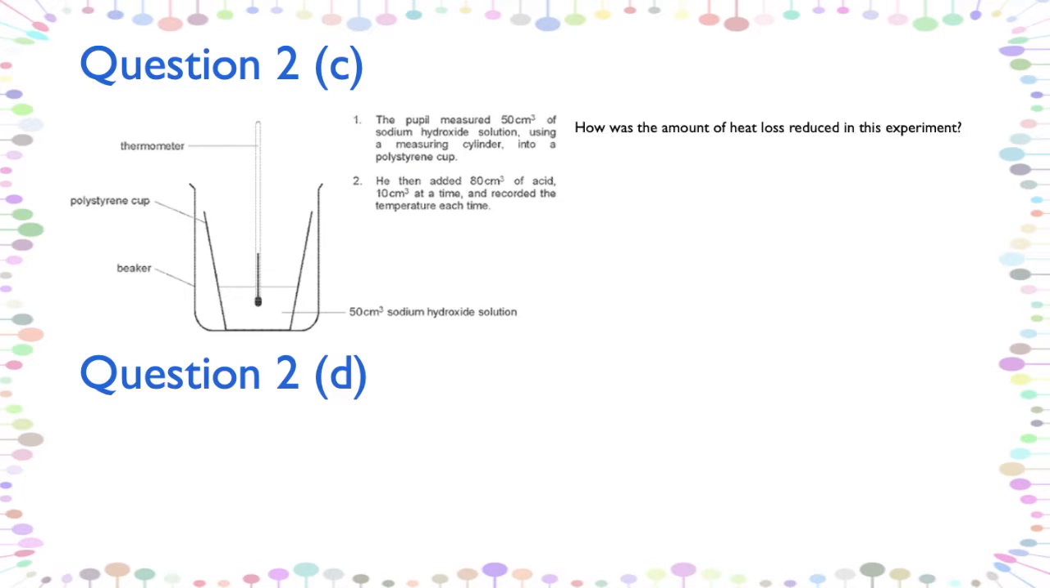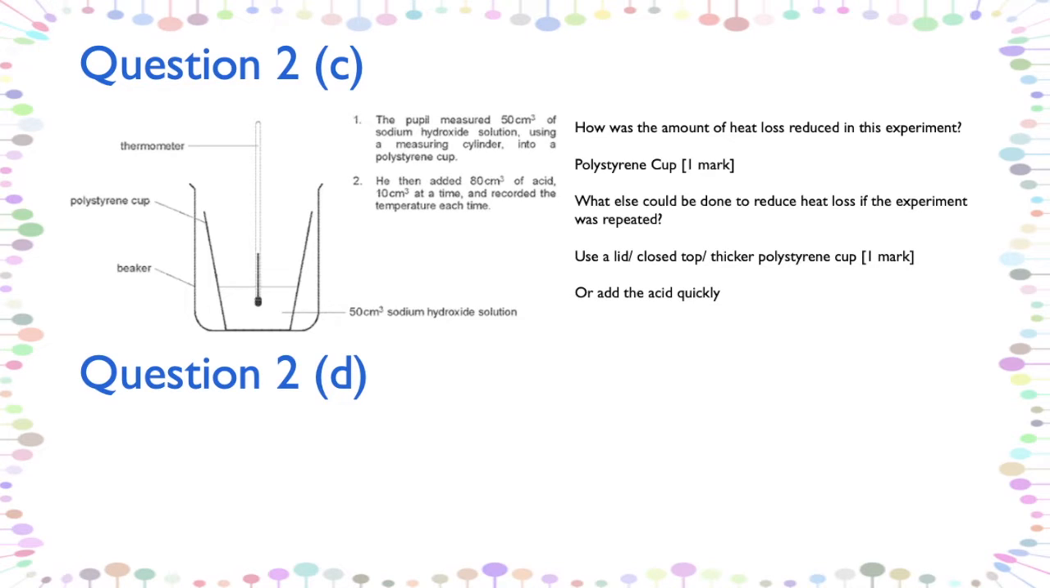So for 3c, we need to have looked at how to reduce heat loss within the experiment. I put the diagram on the left here. A clear thing you should see is that the polystyrene cup is a method to reduce heat loss. And if this was repeated, how would we reduce heat loss even further? From the diagram, it should stand out that it needs to be a lid, because heat can escape through the top, it doesn't just escape through the sides. Or another way you could do it is add the acid quickly.